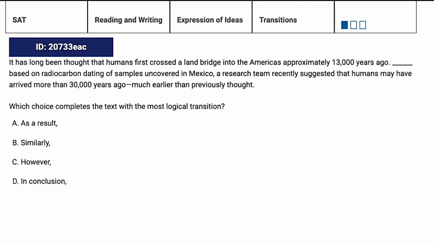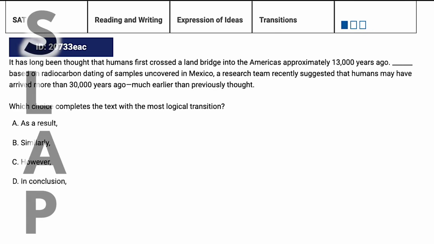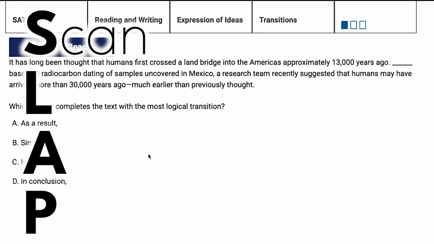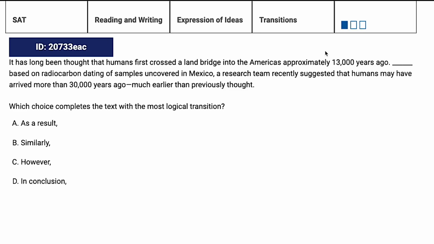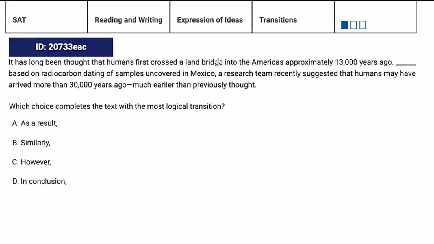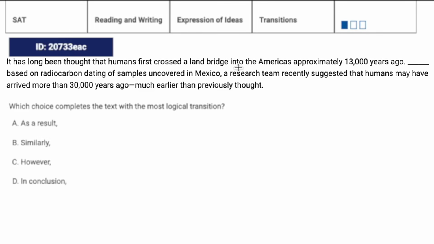Let's demonstrate the SLAP method using an easy question. So the S is scan. And what we're going to scan are 2 sentences, the sentence before the blank space and the sentence containing the blank space. So let's take a look. We've got, it has long been thought that humans crossed a land bridge into the Americas 13,000 years ago. Already I'm seeing long been thought, which makes me think that is going to change. Like we're not going to think that anymore.